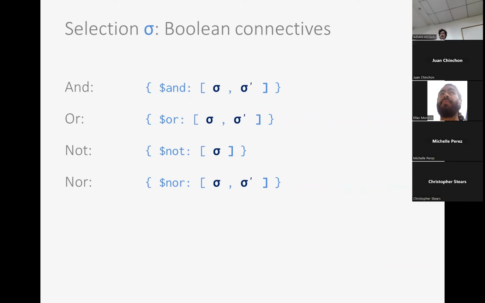We can also combine selection criteria. Here we see sigma and sigma prime, which are basically any selection criteria we've seen. We can combine these with Boolean connectives like and, or, not, and nor, nor being the negation of or. Or is true if something is true, and then the not of that would be if they're both false. So nor would be: this is false and this is false. Naturally, we can also nest such conditions. In this case, nor is completely redundant because we could just do a not or, but okay.